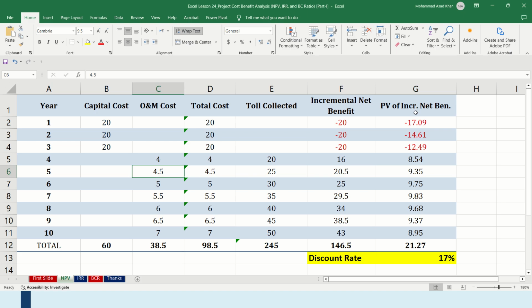So moving to the Excel, this is basically the NPV. I would like to first show you the capital cost. This is the capital cost. This is the O&M cost. These are the costs, and this is the total cost.